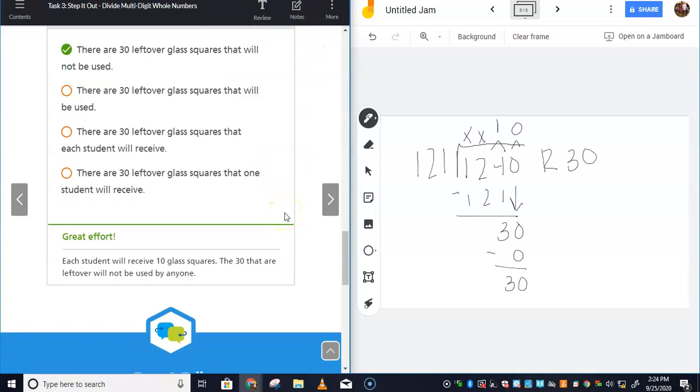That is the end of Step It Out for Module 4, Lesson 3.